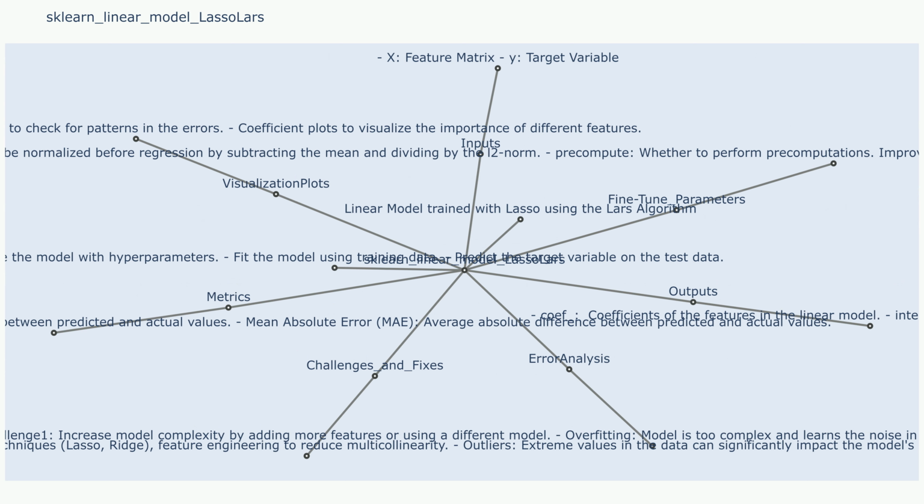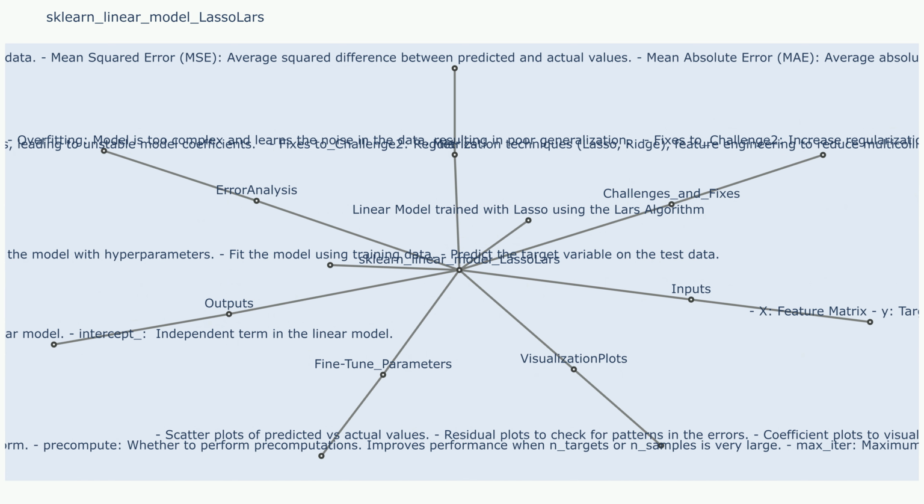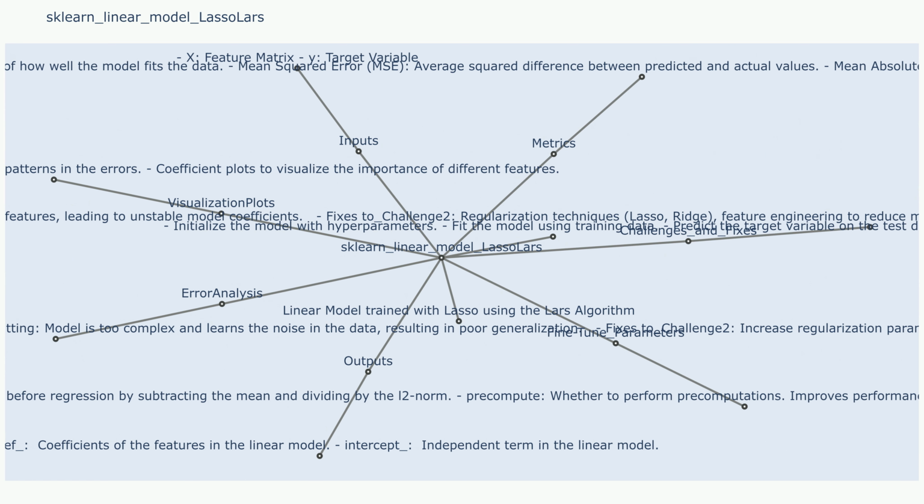Inputs: X, a 2D array of independent variables. Each row represents an observation, and each column represents a feature. Y, a 1D array of dependent variables. Outputs: Coef, a 1D array of coefficients of the linear model. Intercept: the intercept of the linear model.